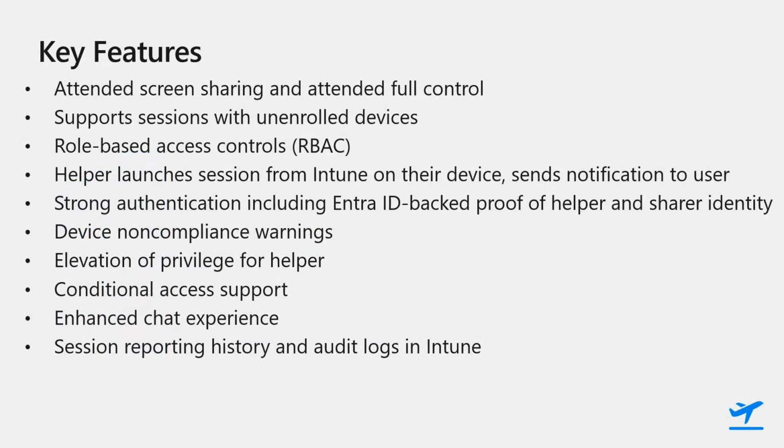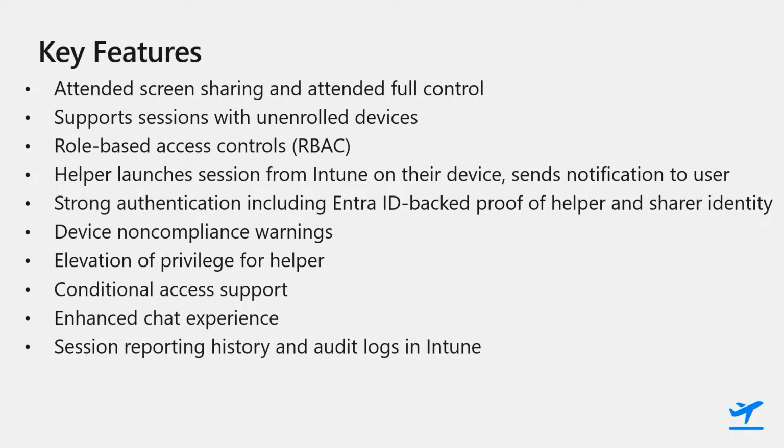With Windows Remote Help, an organization's help desk is able to connect via a secure, cloud-based solution to users in either a screen sharing or full control session, no matter where they're located, whether that's an unenrolled or enrolled Windows device. With role-based access control, admins can configure different tiers of help desk support with different permissions on who they can help and whether that's a view-only or full control session, and also having the ability to run elevated permissions during its session. The helper is able to launch remote help seamlessly on the helper and user's device from Intune by sending a notification to the user's device.